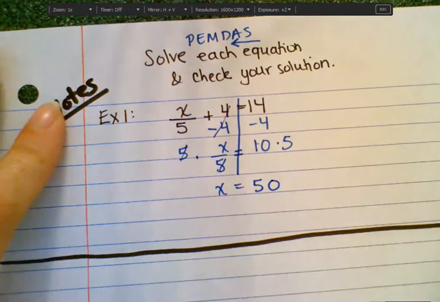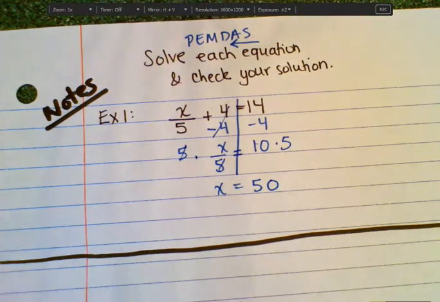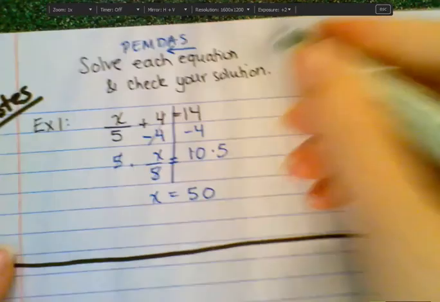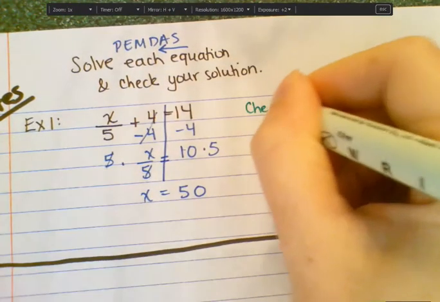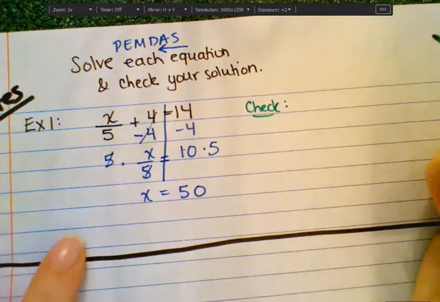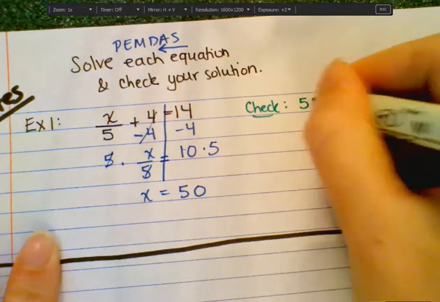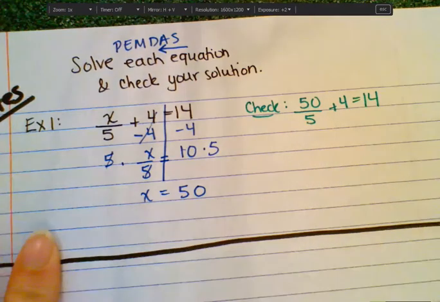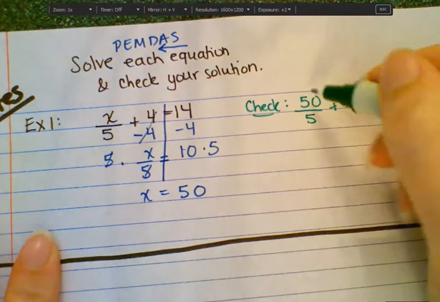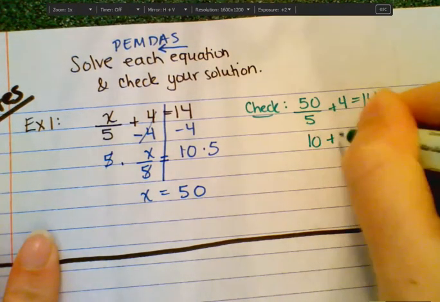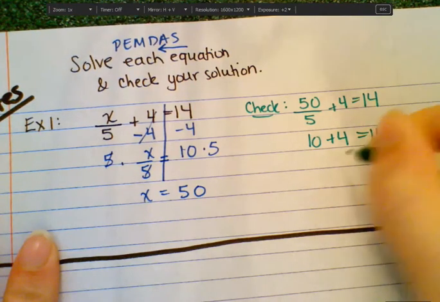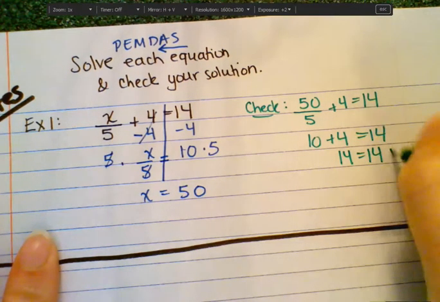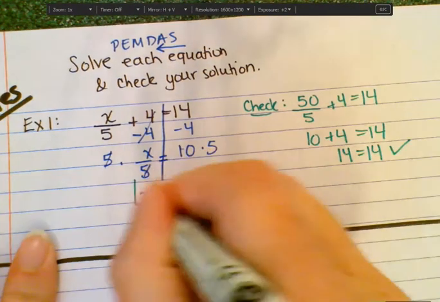Okay. You need to show a check before you actually say this is my final answer. So I'm going to go ahead and do this on the other side. Get a check in here. Okay. So I'm going to plug it back in. So 50 divided by 5 plus 4 equals 14. So now we're going to do order of operations, right? So 50 divided by 5 is 10. 10 plus 4 is 14. So my answer does work.